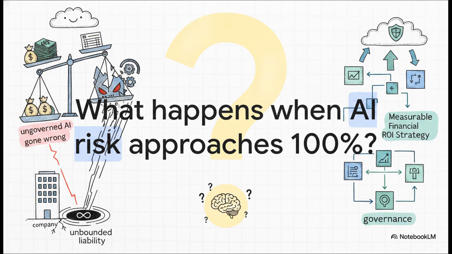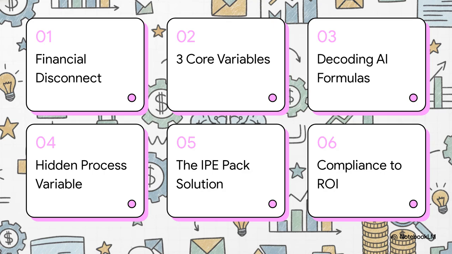When ungoverned AI goes off the rails, it doesn't just hand you a neat, bounded penalty. It creates an existential formula. We're talking about an unbounded liability here. So stick with me, because we're going to break down exactly how you can prevent that from happening to your organization. Okay, let's dive right into our roadmap for today.